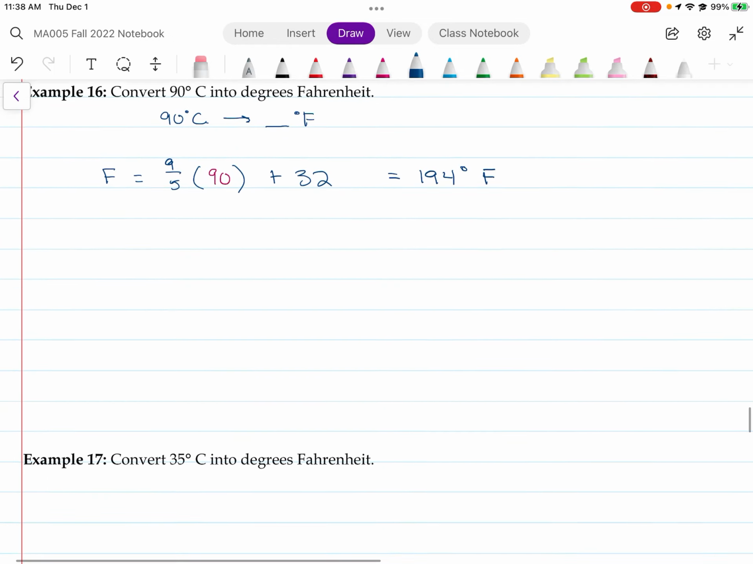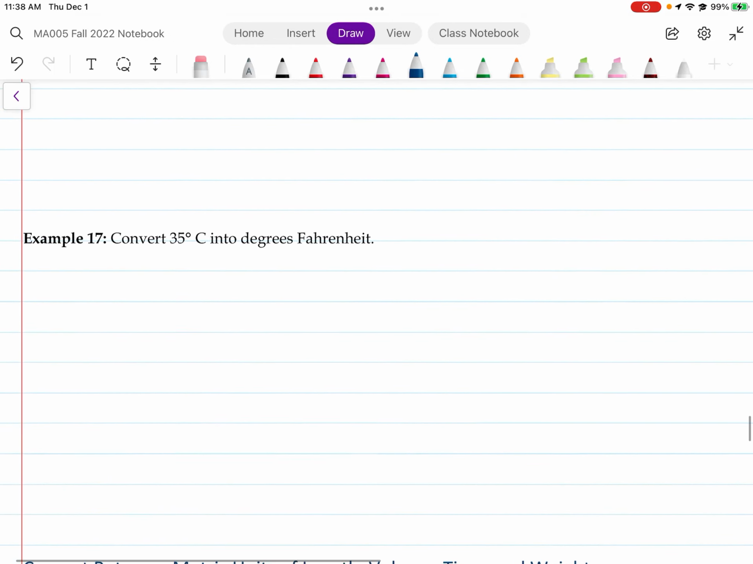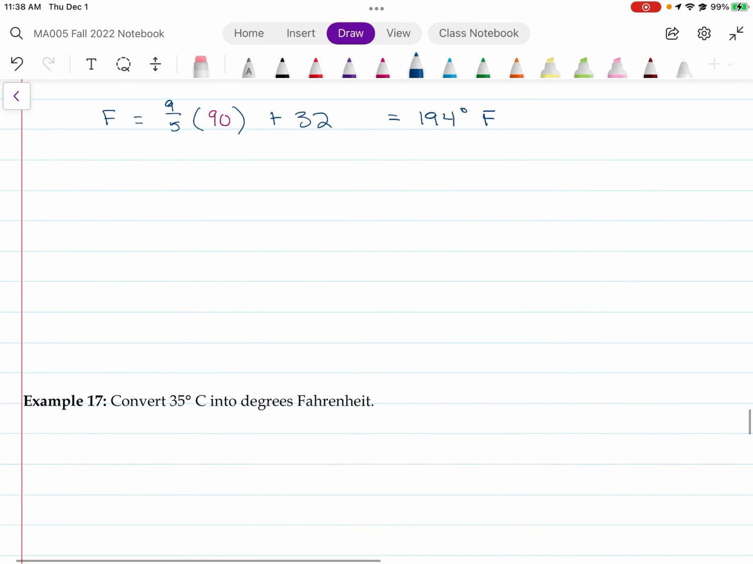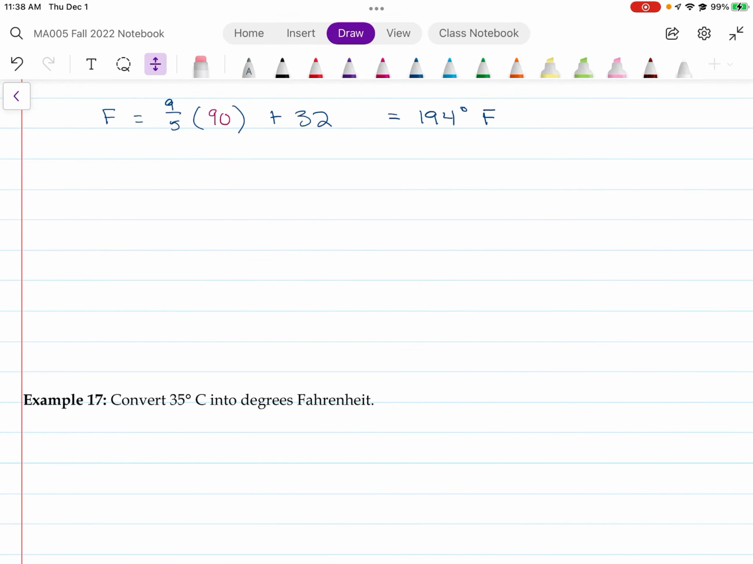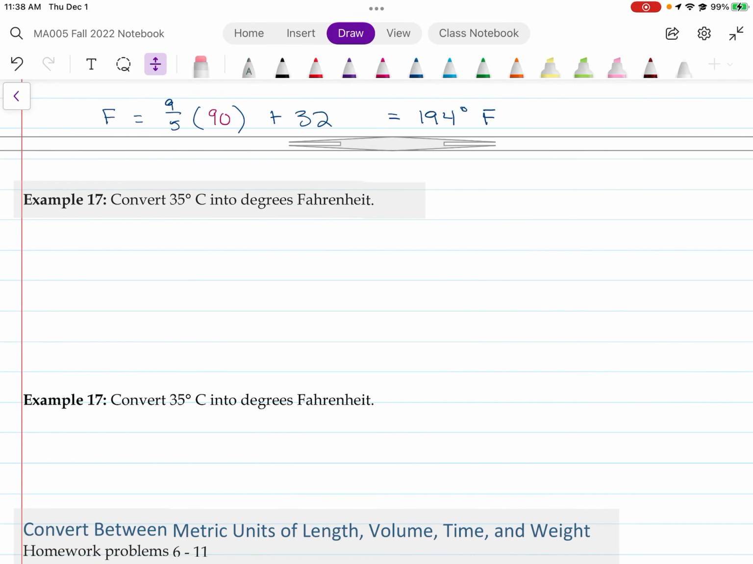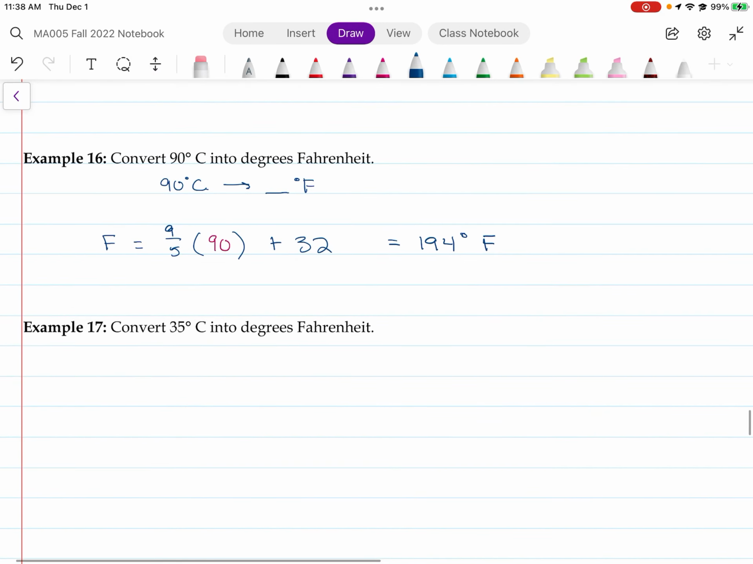All right, try this again. Convert 35 degrees Celsius into Fahrenheit. So we're going to use the same formula. We're going to have F equals 9/5 times the degrees Celsius plus 32. All right, so we've got 35 degrees, and we just put that in the calculator. And we should get 95 degrees Fahrenheit.